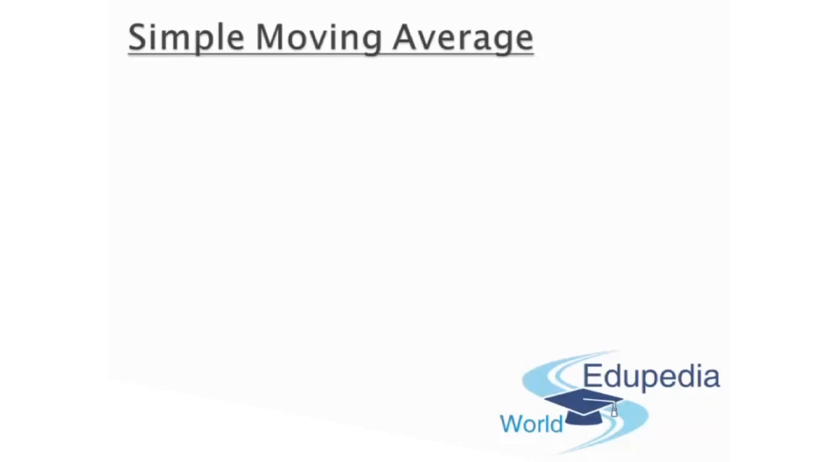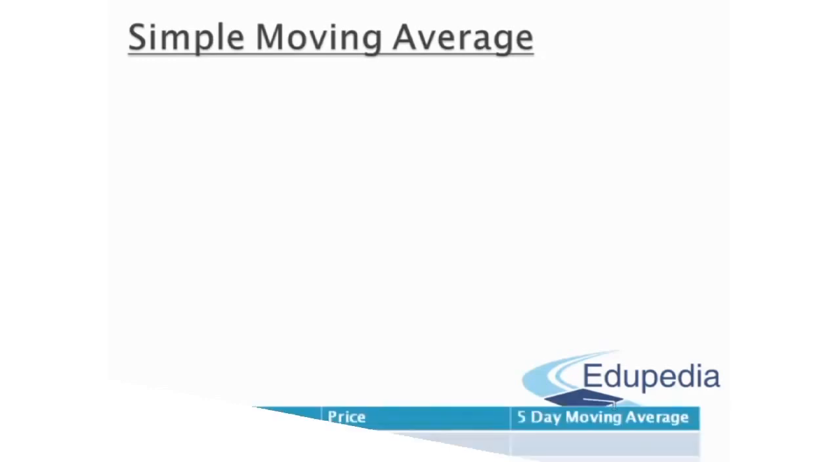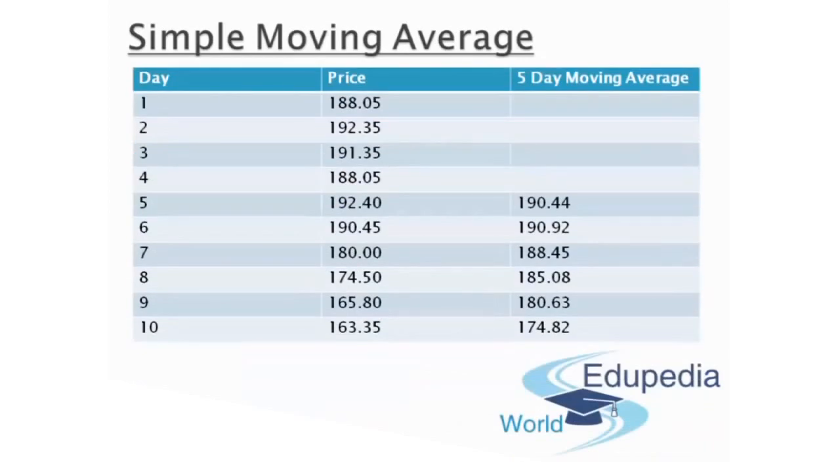Let's discuss an example of simple moving average, and hence you'll be able to get a clear idea of how it works. This is an example for one of the stock trade securities available in the market. If we discuss the 10-day prices of it: on day 1 the price is 188.05. On day 2 the price moved up to 192.35. On the third day it went down to 191.35. On the fourth day it again declined to 188.05. And finally on the 5th day it rose to 192.40.